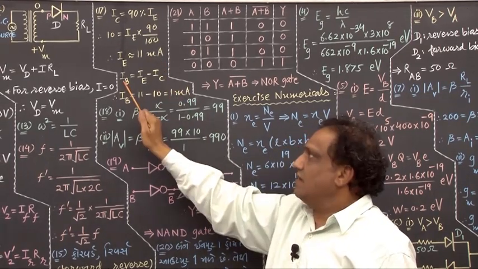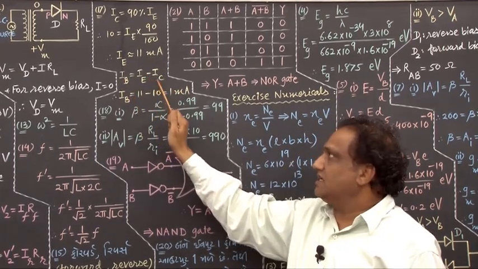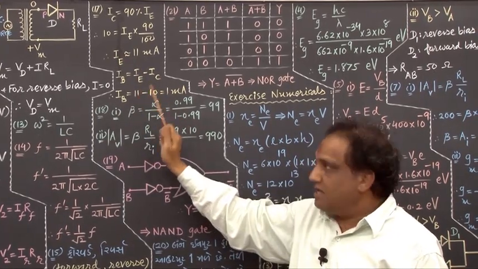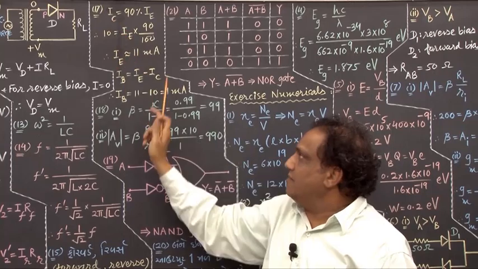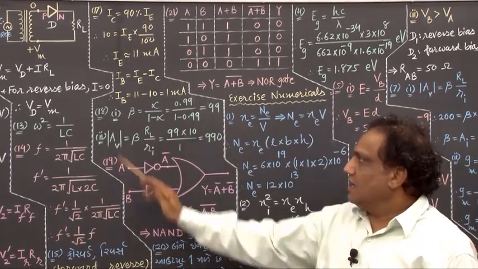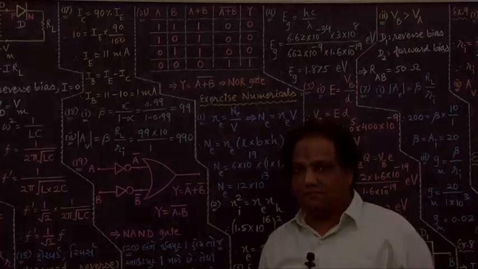What is IB? Base current is IE minus IC, isn't it? IE we have obtained nearly 11 milliampere. IC they have given as 10 milliampere. 11 minus 10 is 1 milliampere. Okay. Kindly read the statement of number 18.